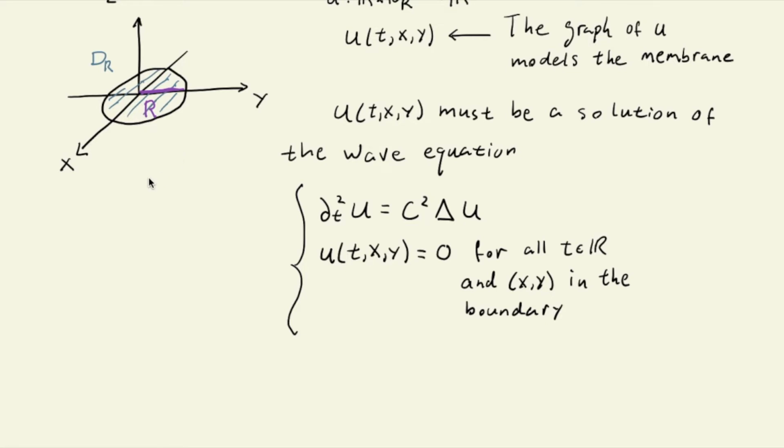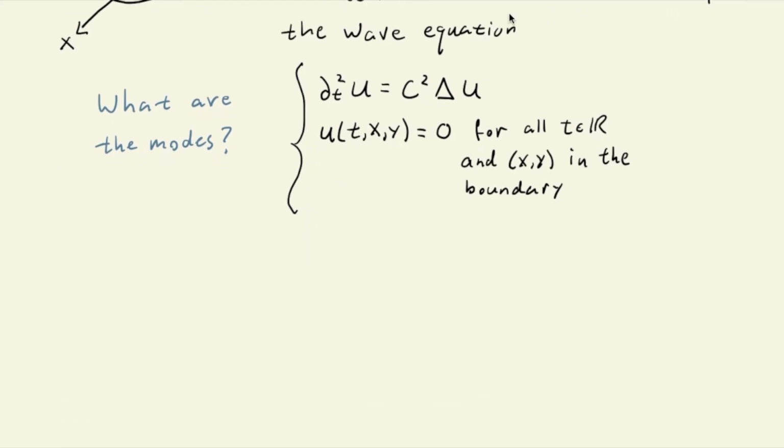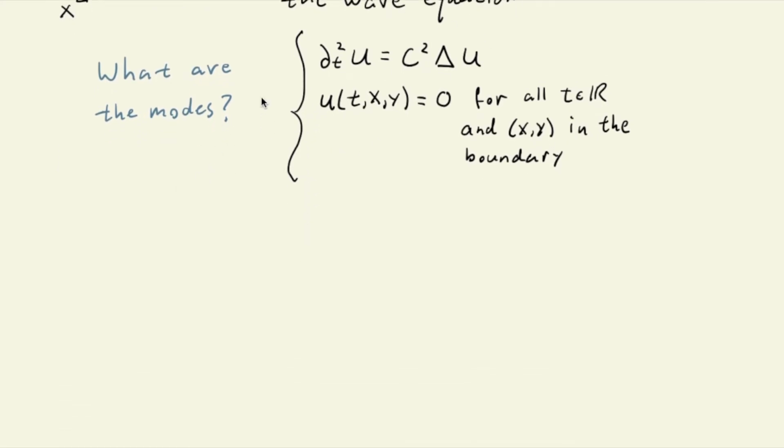Alright, so the question we want to analyze is, what are the modes of this problem? Once we can compute the modes, the standing waves of the drum, we could add them up together to create more complicated vibrations and, for example, solve initial value problems. So the way we're going to solve this problem, because the boundary condition is given on this circle, it would be very hard to apply separation of variables to the variables x and y. Basically because it would be very hard to impose the boundary conditions after you separate the variables.